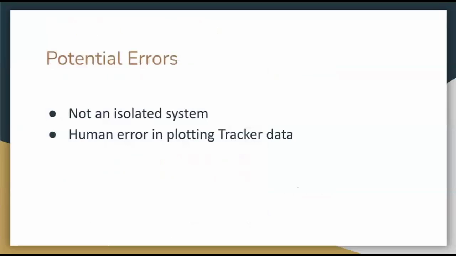And finally, some potential errors which could have impacted our results include the following. Our experiment does not actually represent an isolated system because there will always be non-conservative forces such as air resistance doing work on our system. And also there's human error in plotting the Tracker data, which is inevitable, and this could lead to inaccurate calculations of the period and thereby affect our calculations for the spring constant and computational model.